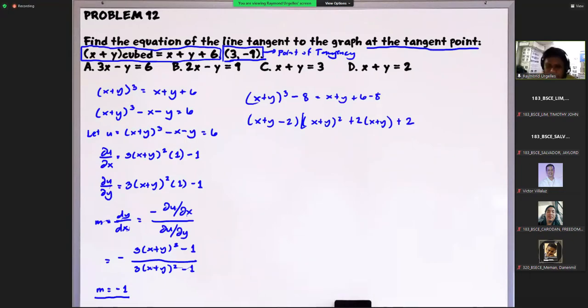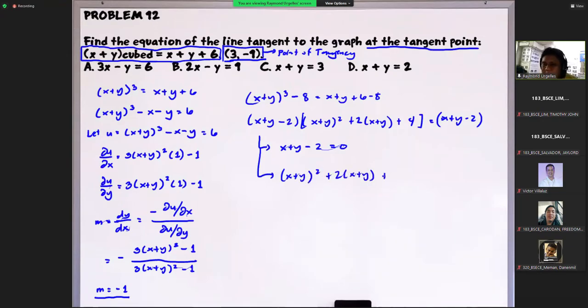And then plus 4. Okay, so then this will be x plus y minus 2. This is equal to x plus y minus 2. No? Okay? So nire-arrange natin to, diba? So magkakaroon tayo dito ng dalawang equation. Yung isang equation natin is x plus y minus 2 is equal to 0. And the other equation will be x plus y squared plus 2x plus y plus 4. No? So then minus 1 is equal to 0.